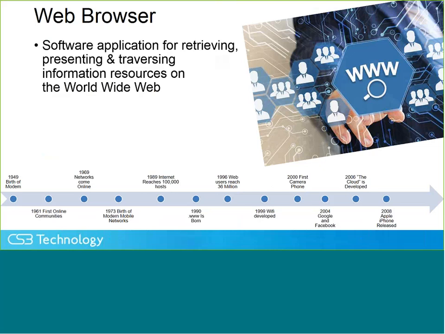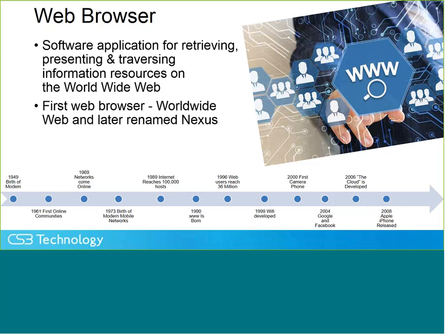What I thought was really fascinating is that in 1989, the internet reached 100,000 hosts, but just 7 years later, it was up to 36 million users. So that's really fast. In 1990 is when the World Wide Web was born, so you can see how fast it's taken off. In 2004, we got Google and Facebook, the first camera phone came in 2000, and we'll talk about the cloud in just a second.